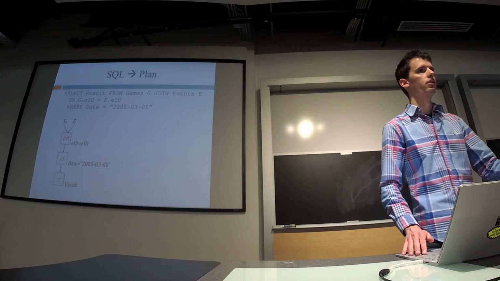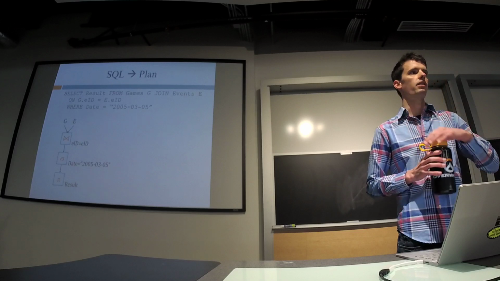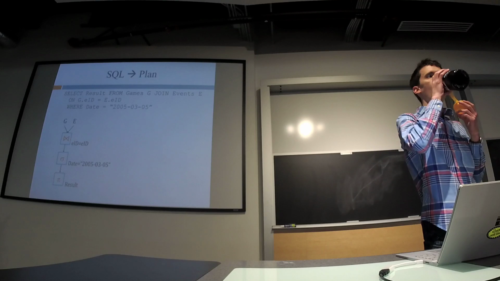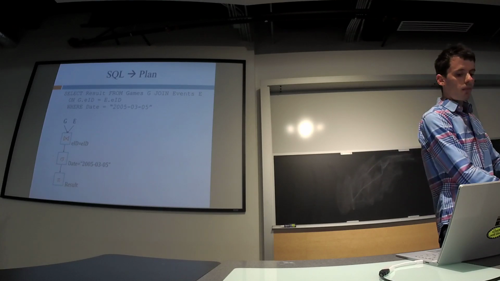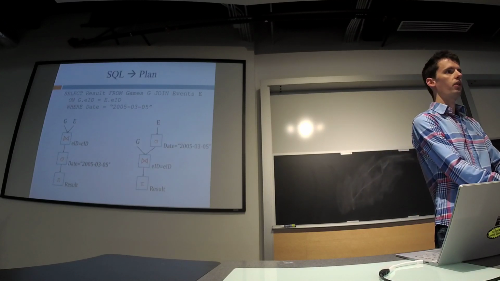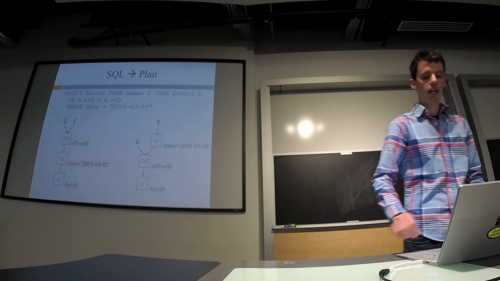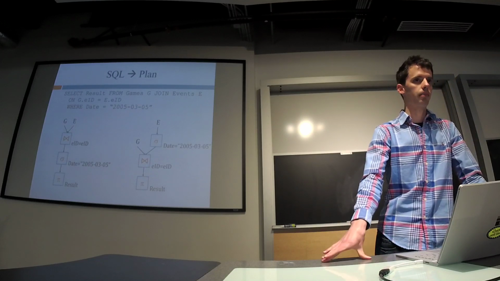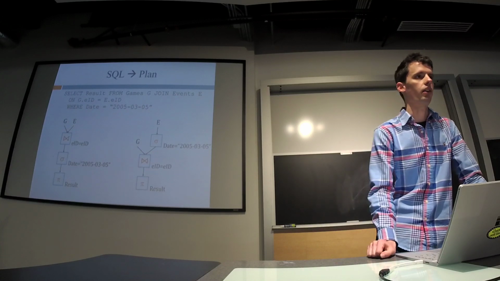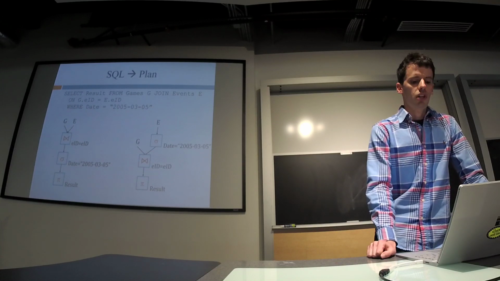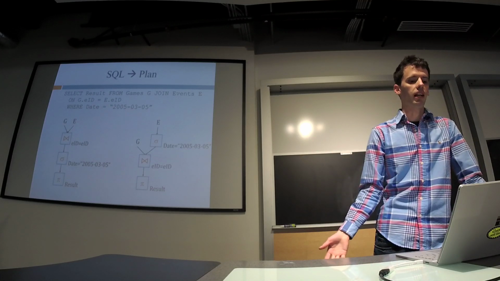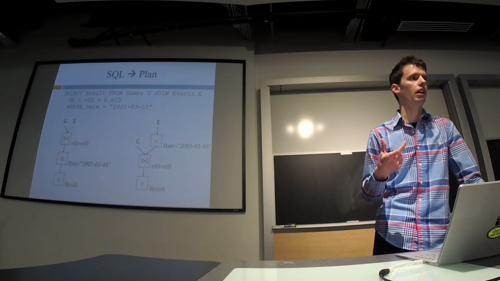Here, are there any other options, any other plans you can think of to do this query? Exactly. So what if we move the selection part, the filter part, up? So filter out all of the events on that date, then join that with games, and then project out the result. Chances are there's only going to be one event on that date, or some small number of events on that date.